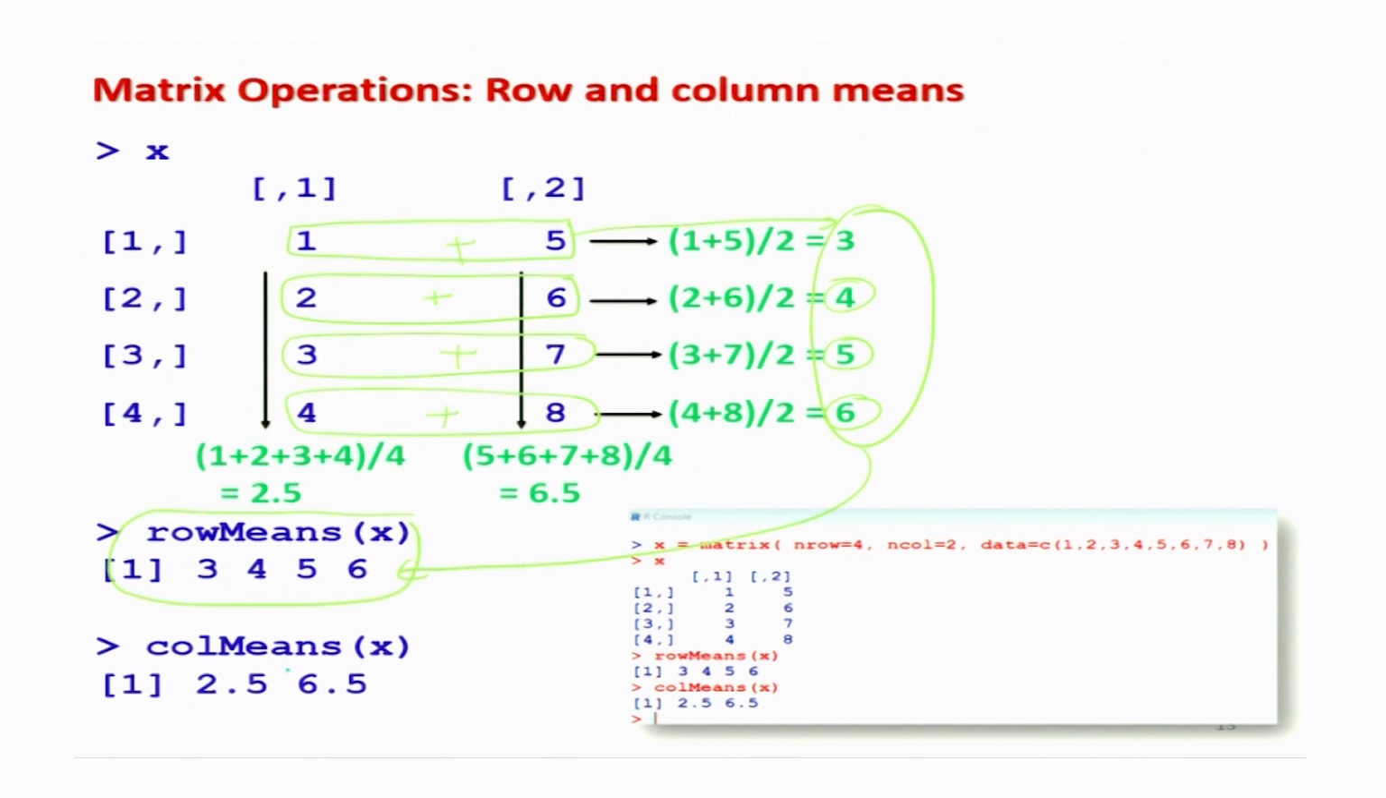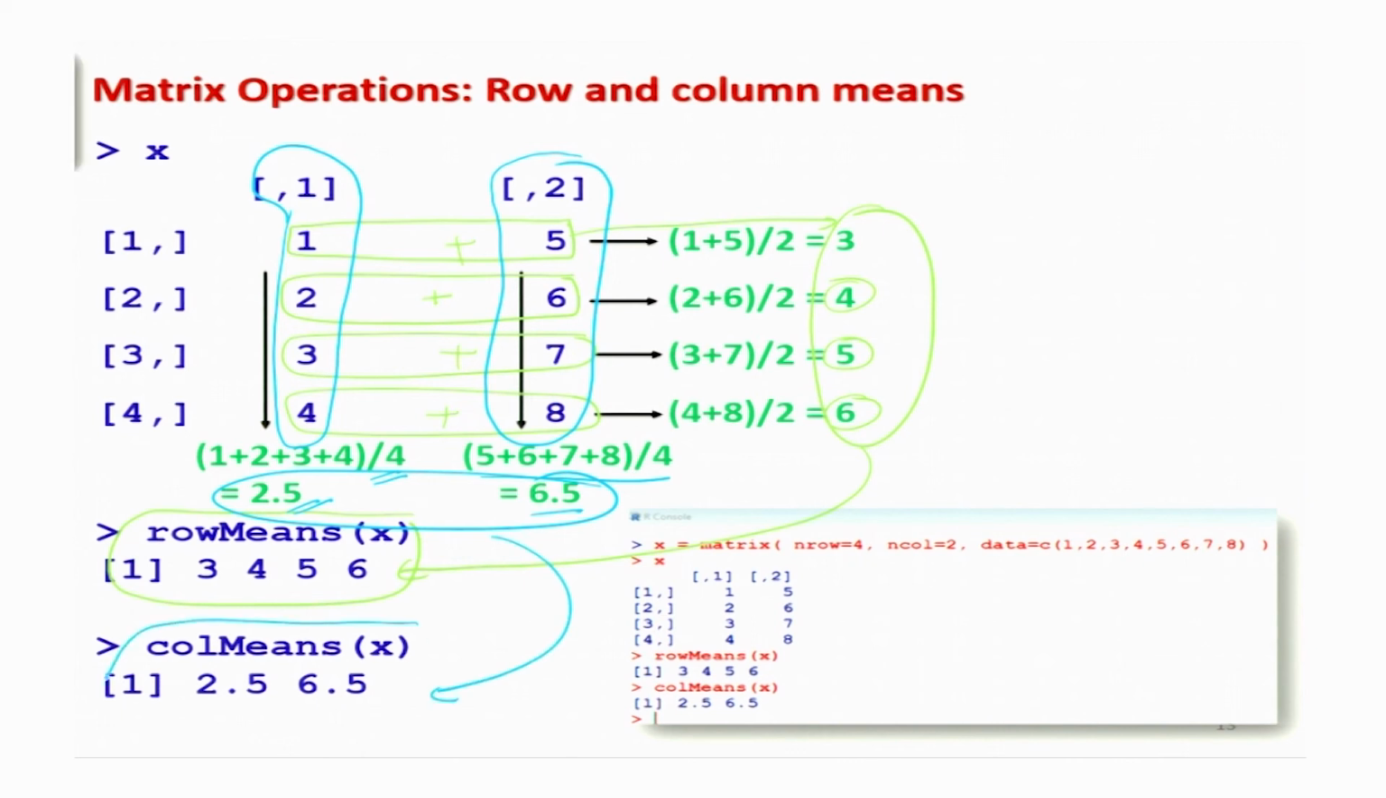Now, in case you want to find out the column means, you know that you have to find the sum of the values in the first column, that is 1 plus 2 plus 3 plus 4, and then divide by 4, which will be 2.5. And the mean of the values in the second column is 5 plus 6 plus 7 plus 8 divided by 4, which is 6.5. You can see these two values appearing in the outcome of the command colMeans, which are 2.5 and 6.5.